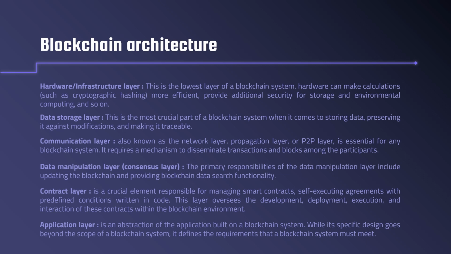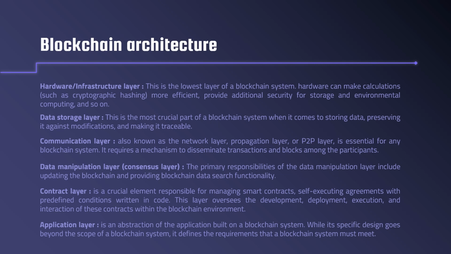Communication layer, also known as the network layer, propagation layer, or peer-to-peer layer, is essential for any blockchain system. It requires a mechanism to disseminate transactions and blocks among the participants. This layer manages communication between nodes, handling node discovery, identification, transaction, block production, and block propagation. The peer-to-peer architecture of the blockchain enables nodes to reach consensus on the legitimacy of transactions. The transaction itself on the blockchain is carried out by nodes.